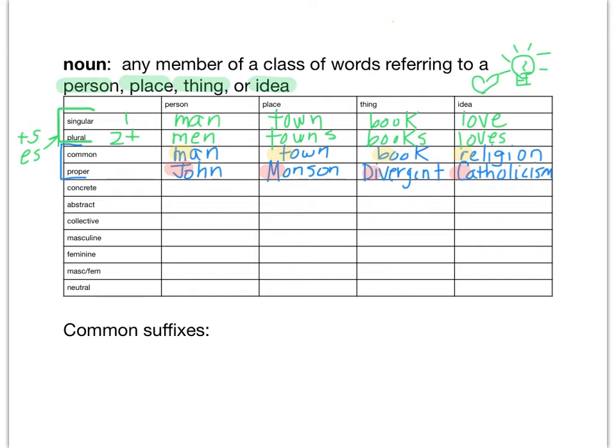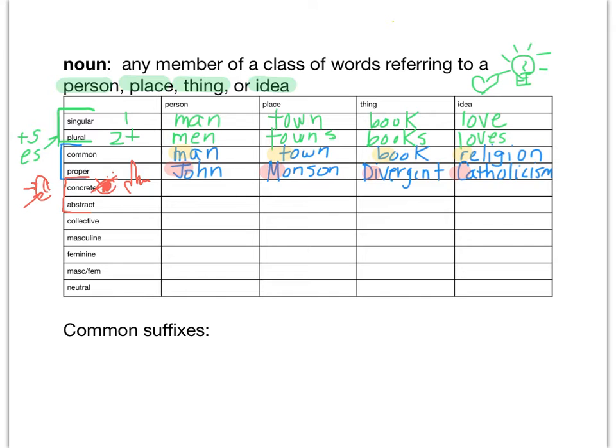The next pairing is called concrete nouns or abstract. Concrete, just like the substance that we use to pour foundations and sidewalks and things like that, is a noun that you can see. You can touch it with your finger. You can hear it. It's got a sound. It has mass. It has weight. So a concrete noun is something that has an appearance, that's something that you can see.